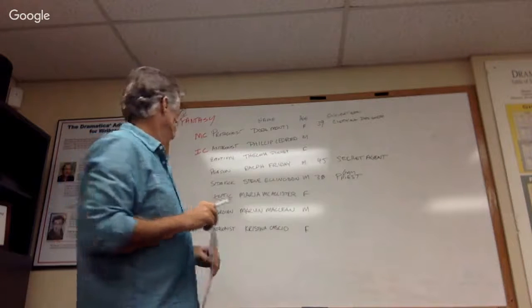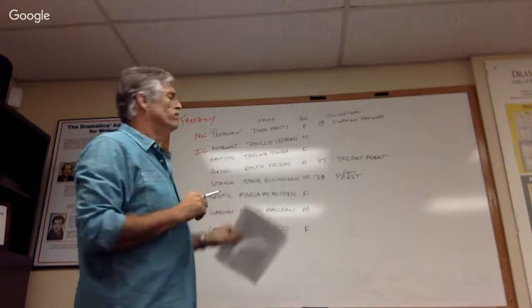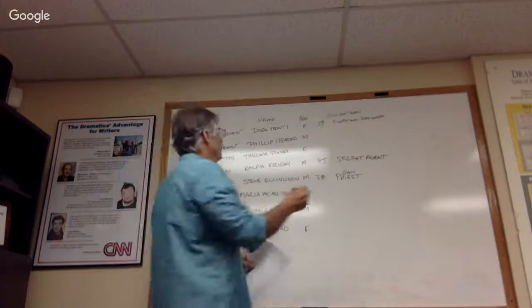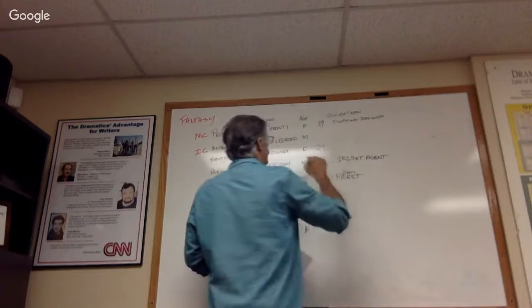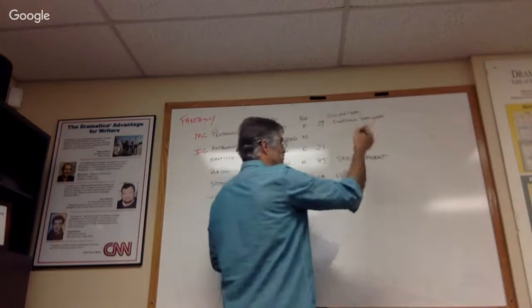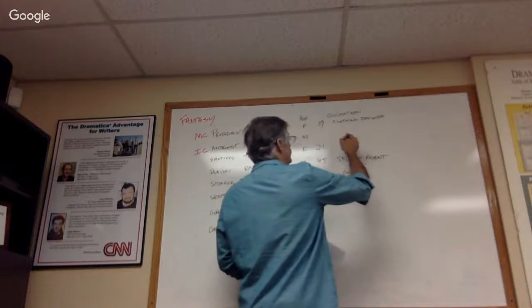Thelma. So she is 1, and she's a circus performer. Any particular type or just... Trapeze.